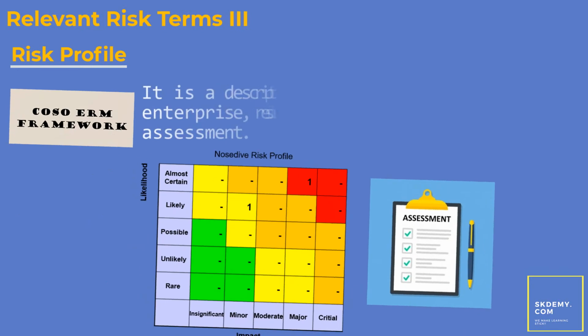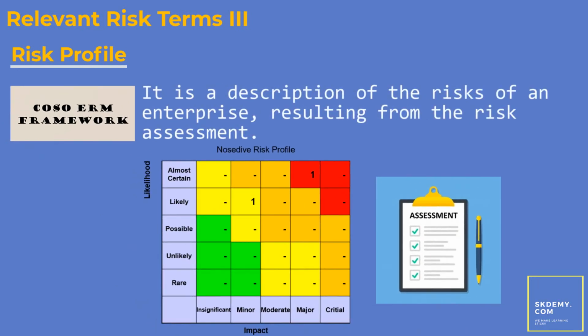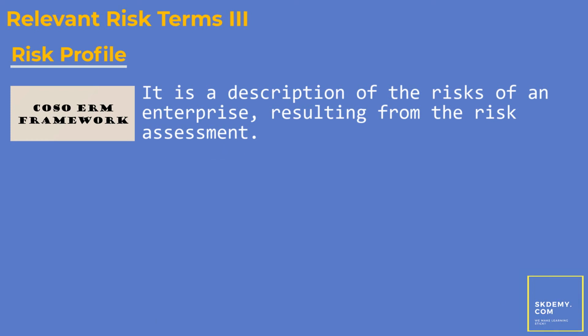Risk profile. As per COSO ERM, the risk profile is a description of the risk of an enterprise, resulting from the risk assessment. It provides information on the entity's current amount of risk and how risk is distributed across the entity, as well as on the different categories of risk for the entity. New organizations will not have an existing risk profile to draw from, but they may be able to get valuable information from their industry and competitors.